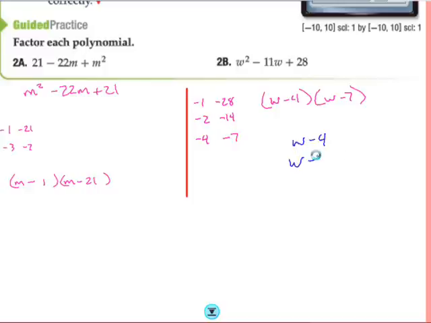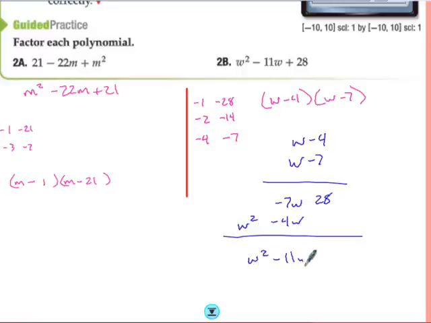And again, you can always FOIL these answers or use the vertical method if that's what you like. Check our answers. Negative 7 times negative 4 is 28. Negative 7w, negative 4w, w squared, and add straight down, and we get w squared minus 11w plus 28, which is exactly what we started with, so I know I'm doing it right.